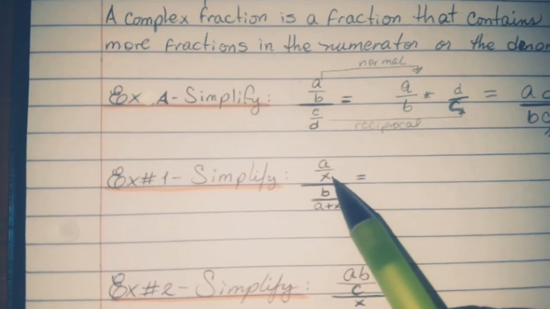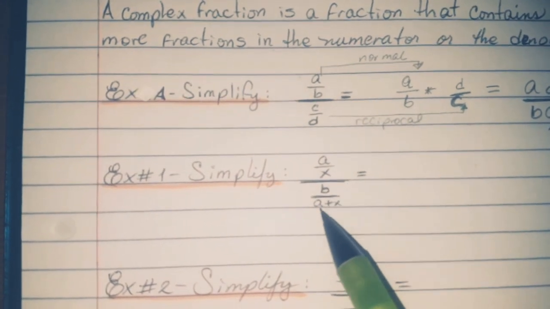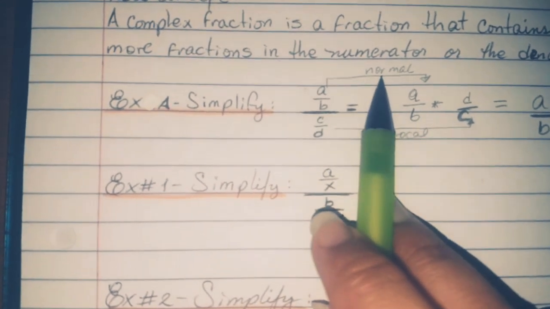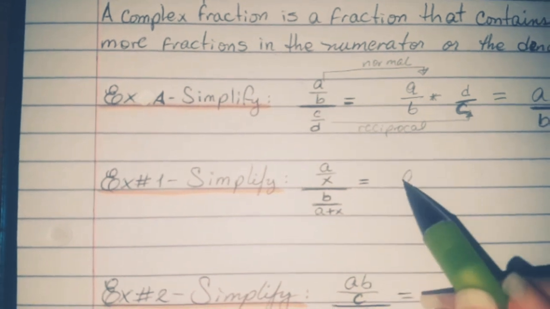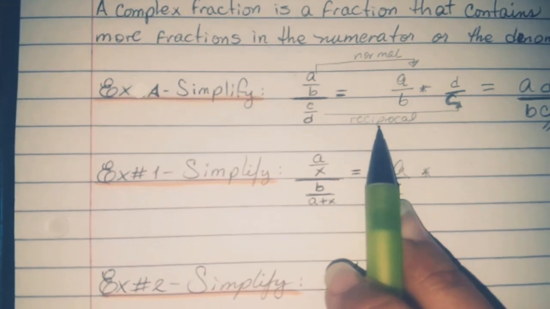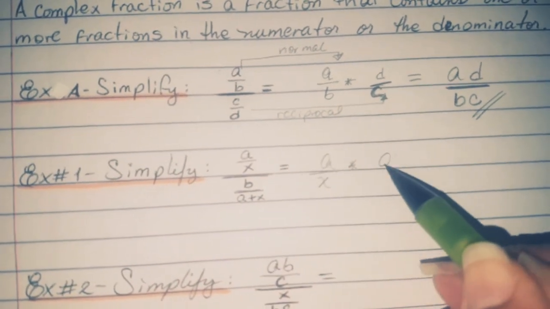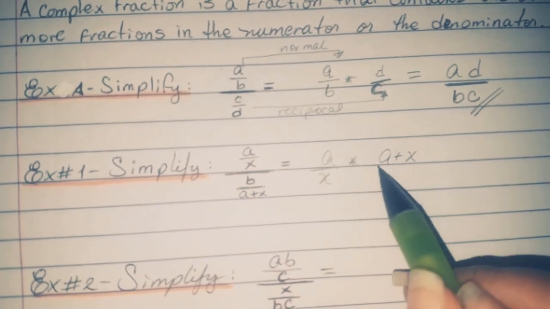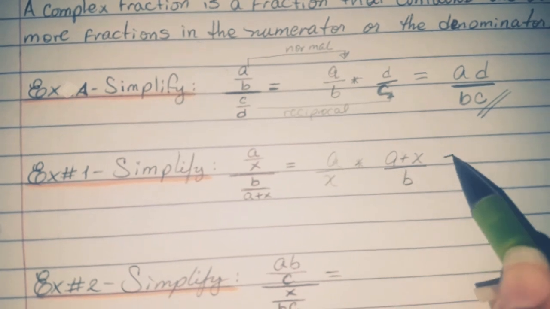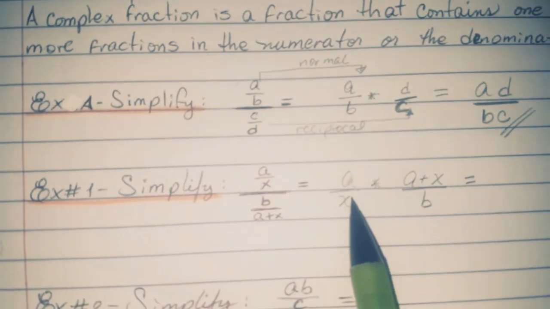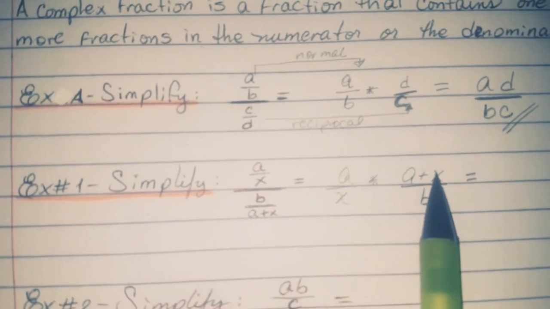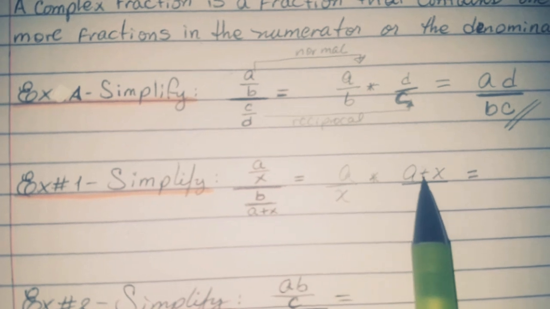It says A over X and in the denominator B over A plus X. So the first one, we're going to write it normal. So A over X and then times the second one in reciprocal. A plus X times B. Since we cannot cancel, for example, we cannot cancel A with B or this X with this X because here we have an addition sign.